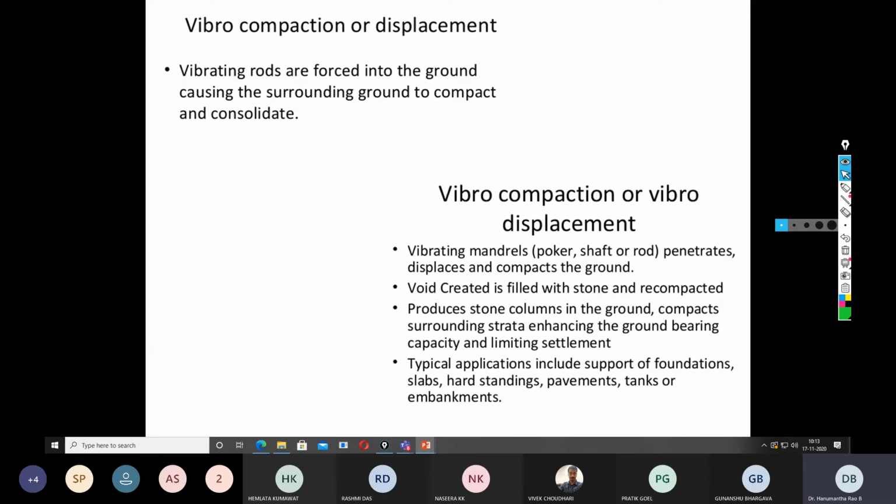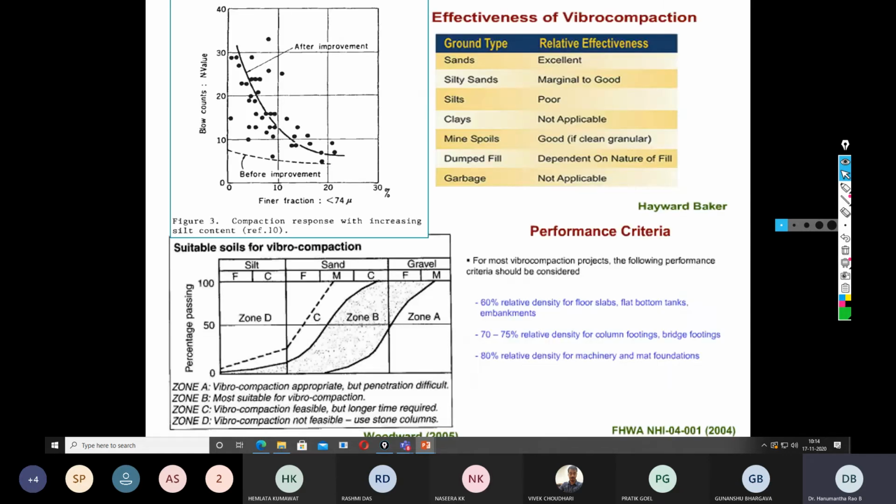So these are the discussions about the vibro compaction or the vibro displacement. Vibrating rods are forced into the ground, causing the surrounding ground to compact and consolidate. This was already explained, so I will skip it. And this is the requirement for the vibro compaction: validity for different kinds of soils.